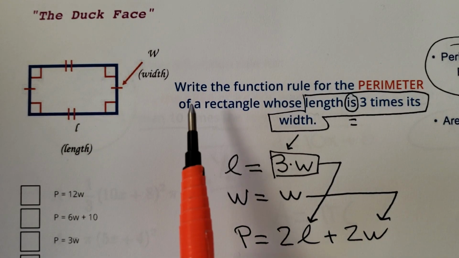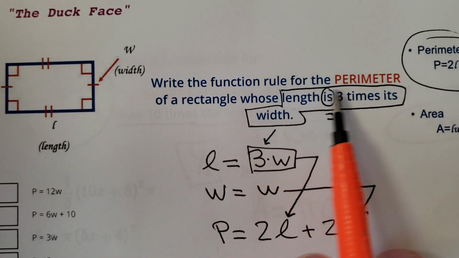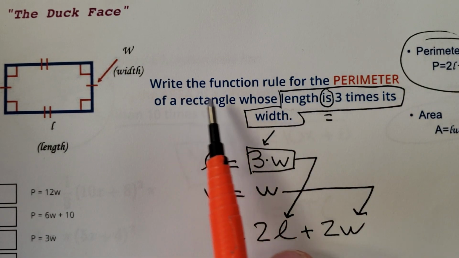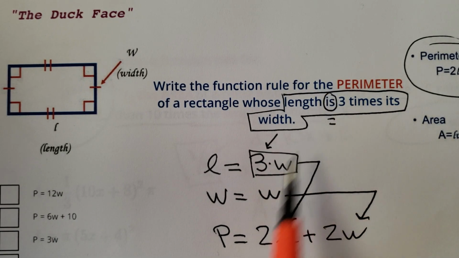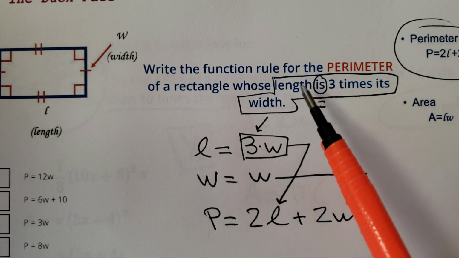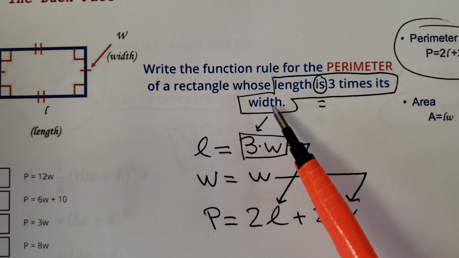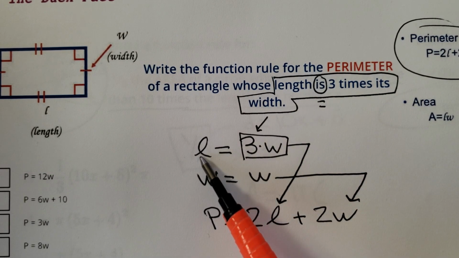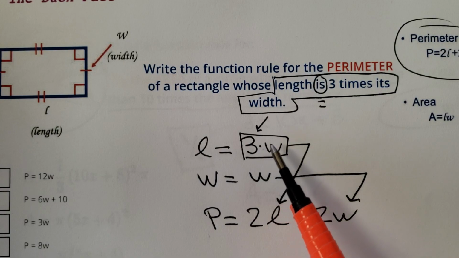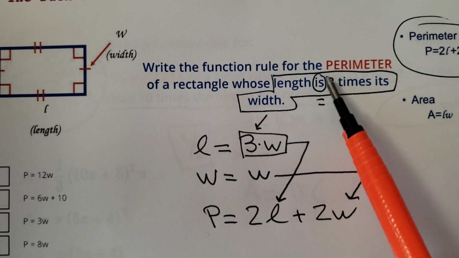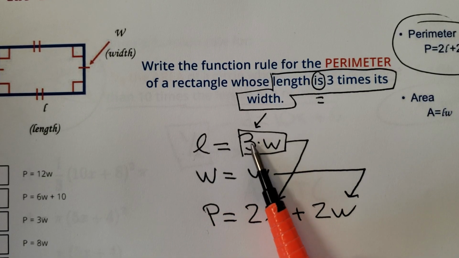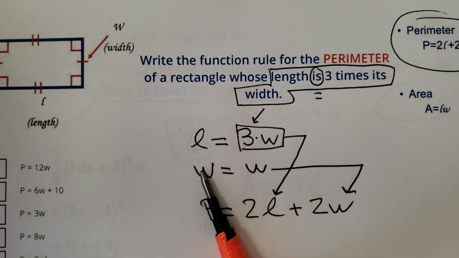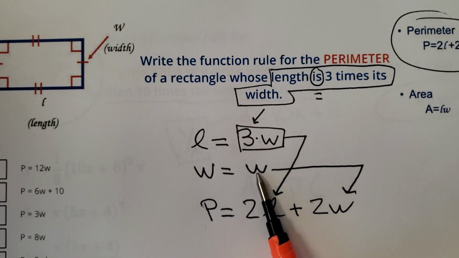We have to write the function rule for the perimeter of a rectangle whose length is 3 times its width. So as you can see, I've already done some setup work here. Length is 3 times its width. So literally all you do is you take this sentence and you convert it to an algebra sentence, okay? So the length is 3 times the width. The tricky part, how long is the width? Well, the width is just the width.